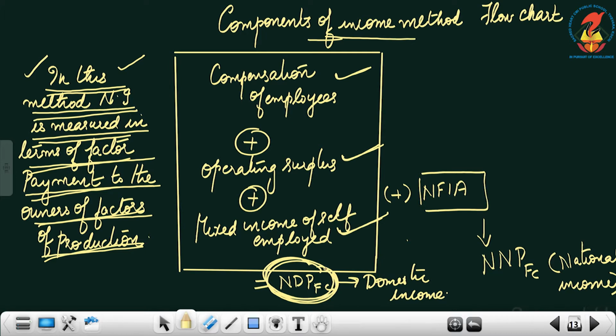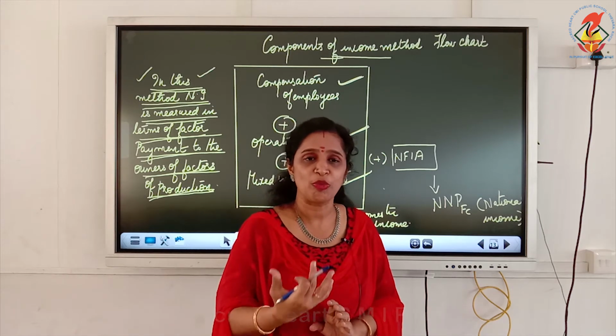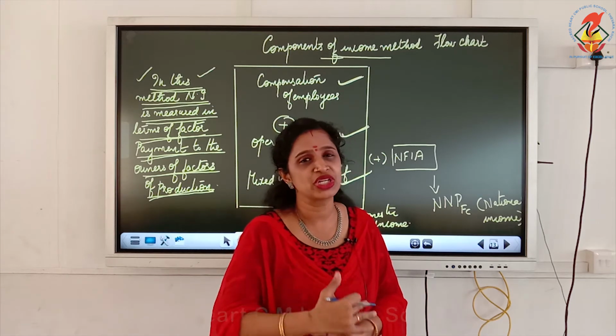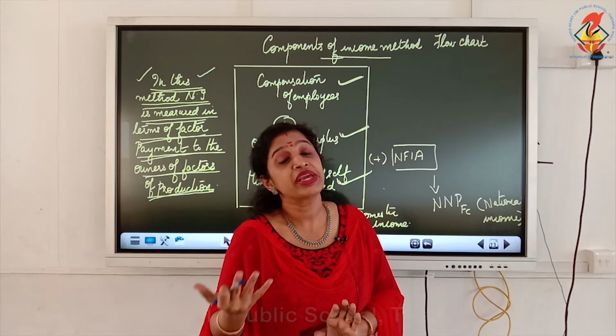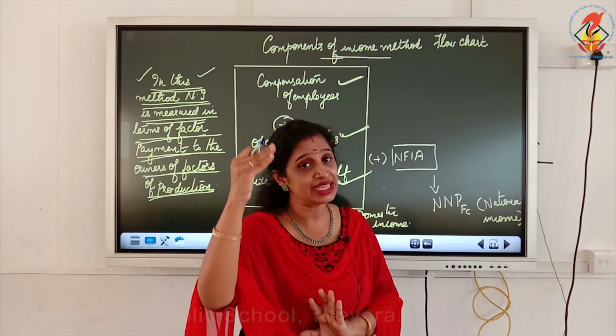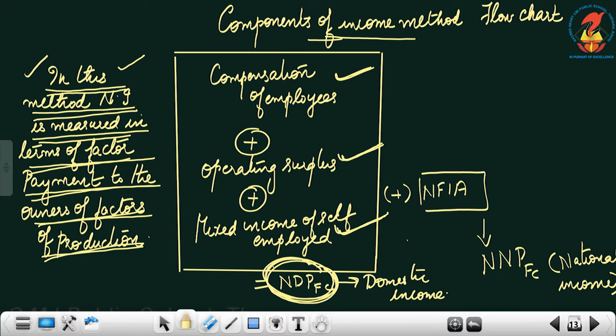When we add these three components, you will get NDP at factor cost. Which are the three components? Compensation of employees, operating surplus, mixed income of self-employed. Now you need to learn what is this operating surplus, what is this compensation of employees and what is this mixed income of self-employed. So by adding these three components, you will be getting NDP at factor cost. That is known as domestic income. Now, when you reach NDP at factor cost, you know how to go to NNP at factor cost, that is national income. NDP at factor cost plus NFIA.